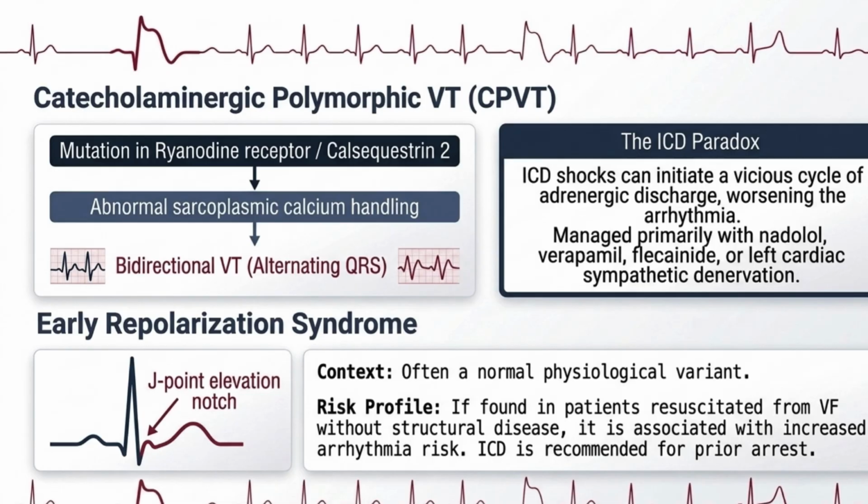Catecholaminergic polymorphic VT, CPVT, is a rare syndrome where emotional or exercise-induced stress causes bidirectional VT. We face an ICD paradox here because the shock from a defibrillation can trigger a massive adrenergic discharge, potentially worsening the arrhythmia. Early repolarization is often a normal variant, but it is a marker of increased risk in survivors of idiopathic VF.